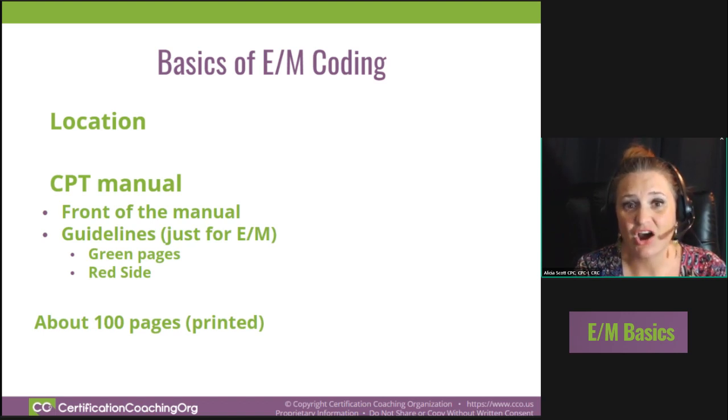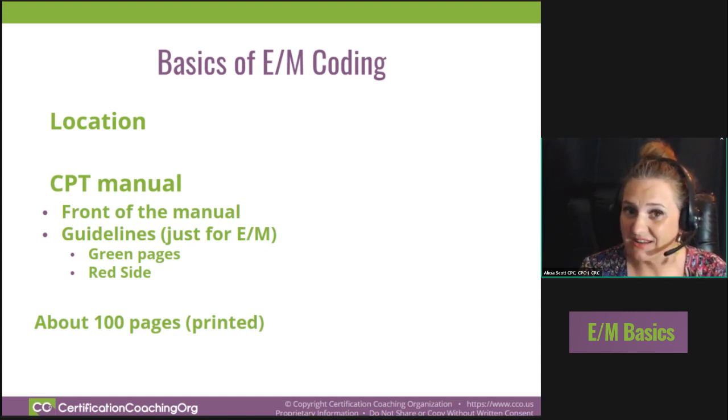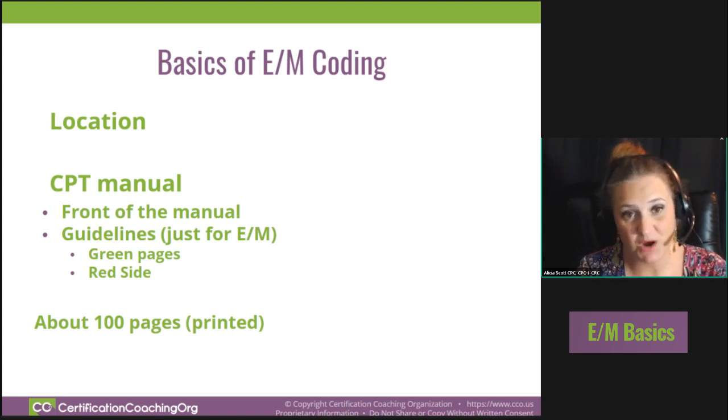The guidelines are separate for the E&M codes. They have their own guideline pages. That's significant, isn't it? We have guidelines for CPT, just like you do for ICD, but E&M has its own. When you open up that manual and look at the E&M guidelines, the pages are actually green compared to the white for your index and your tabular. Isn't that unique? That's because they want you to be able to see them and know, no, this is the guidelines when you're flipping through the pages.